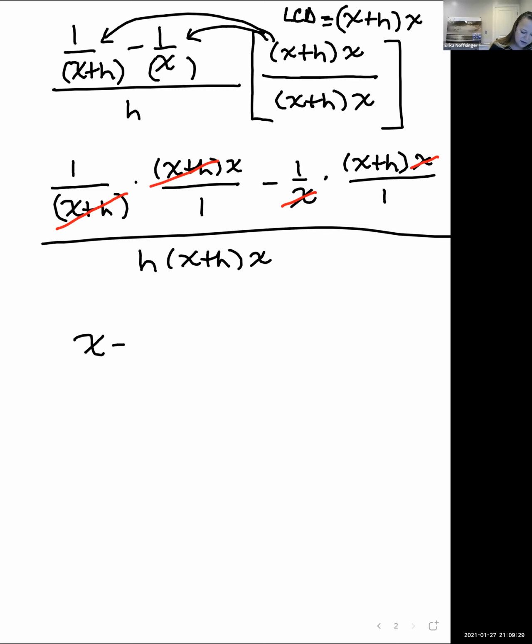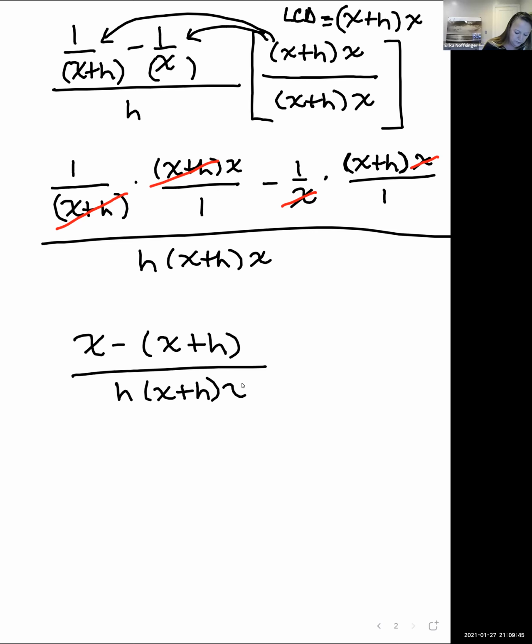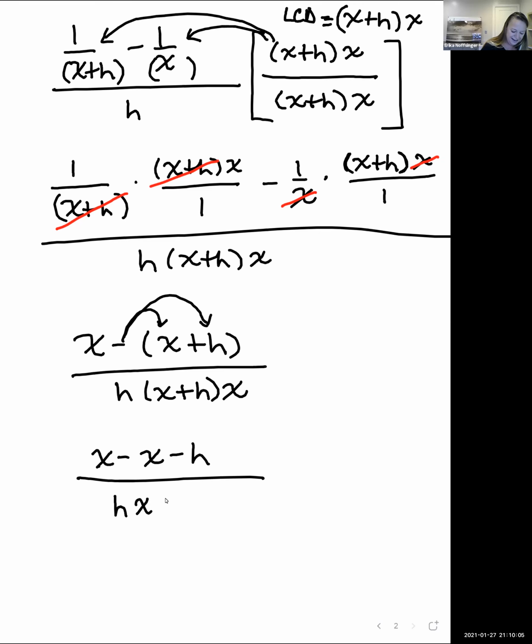But once we've simplified that first grouping, all we have left is this x minus, those x's cancel. So be careful because there's parentheses around here. That negative has to be distributed to that whole quantity of x plus h. All over, so I'm just going to rewrite my denominator. H all times x plus h, doesn't matter order, all times x. And so when we distribute this negative sign inside the parentheses, we get x minus h all over, I'm just going to rewrite the order, hx times x plus h. Again, it doesn't matter.